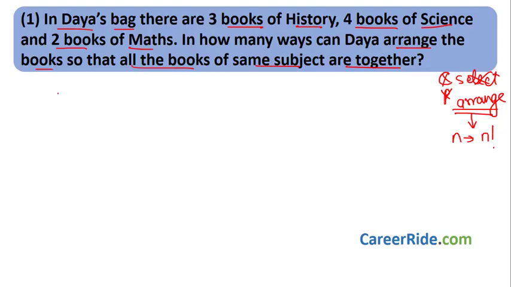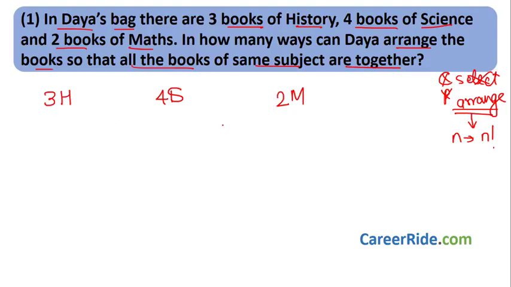Now what are they saying? There are 3 types of books. There are 3 books of history, there are 4 books of science and there are 2 books of maths, correct? Now what they want is that Daya should arrange the books so that all the books of the same subject are together. Now how to achieve this, that all the books of the same subject remain together?